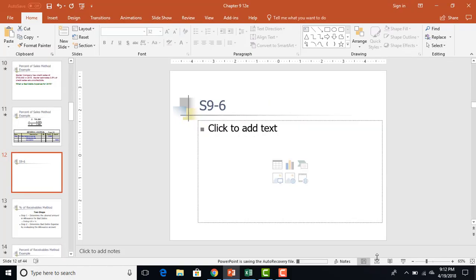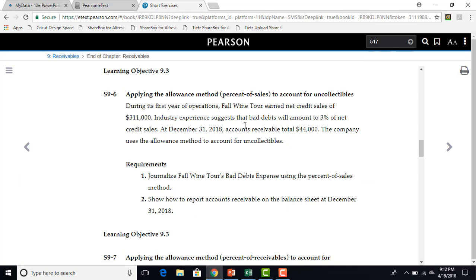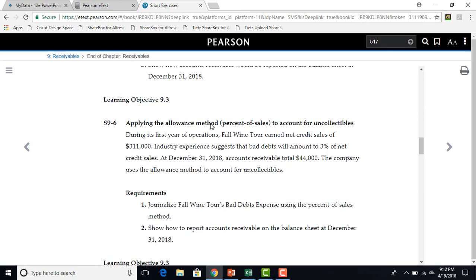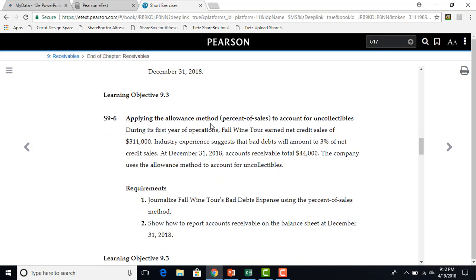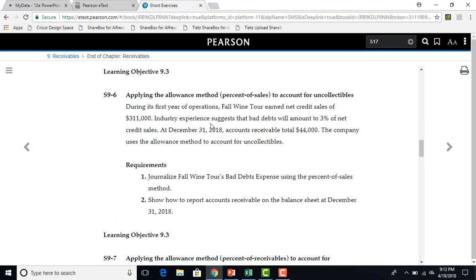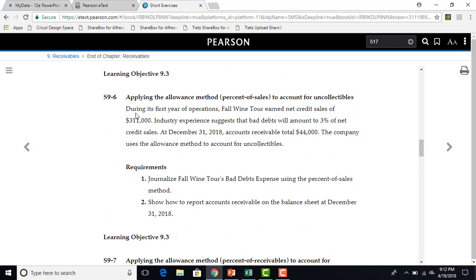All right, let's look at one more short exercise real quick just to make sure we got this percent of sales method down. We'll look at short exercise 9.6. So let me go ahead and pull that up right now. Short exercise 9.6 is in your textbook on, I'm not sure what page number I'm on here, 517 looks like. I have the ebook pulled up right here. All right, so short exercise 9.6 right here.